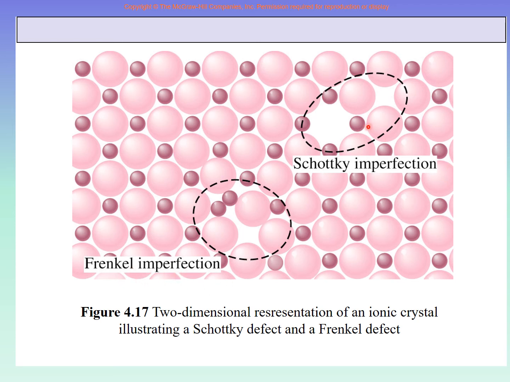Of course, here also the lattice size will change. Here also some deformation or distortion will be there. So until now, how many types of point defect have we studied? A vacancy defect, interstitial defect, Schottky imperfection, and Frenkel imperfection. So we have studied 4 types of defects which happen at a point. So they are point defects. Okay, good.